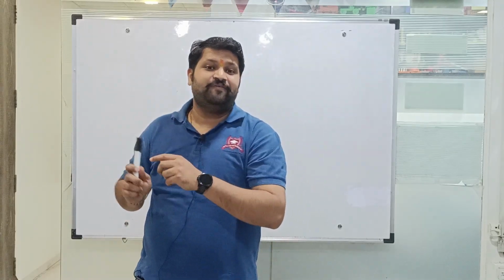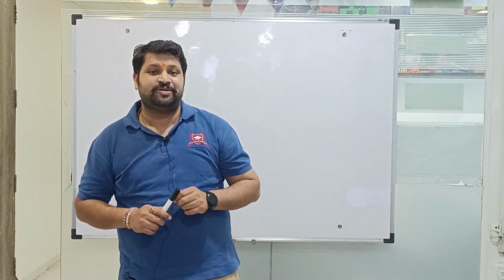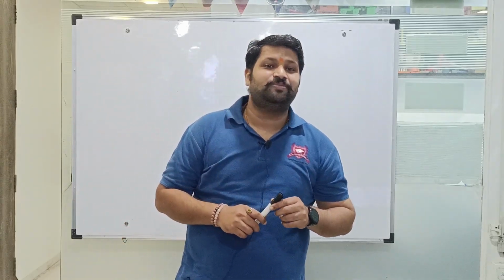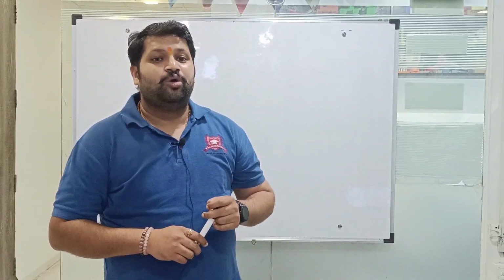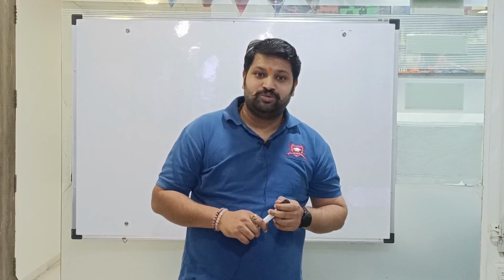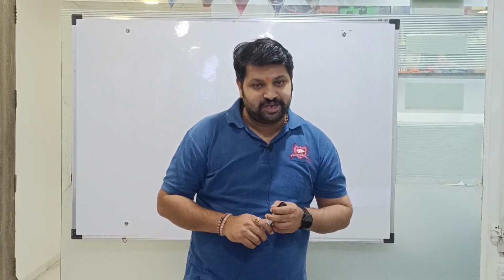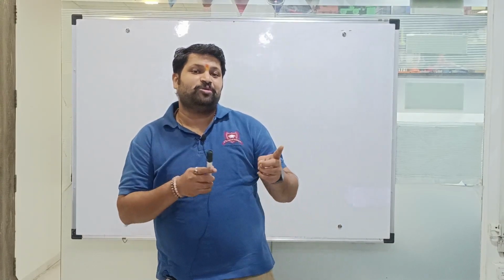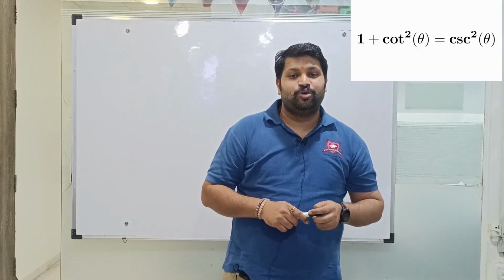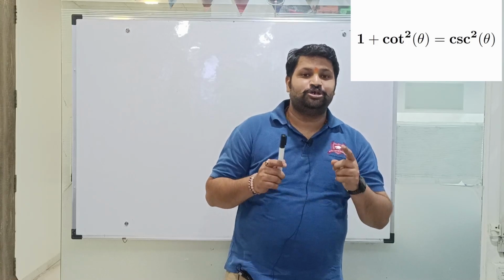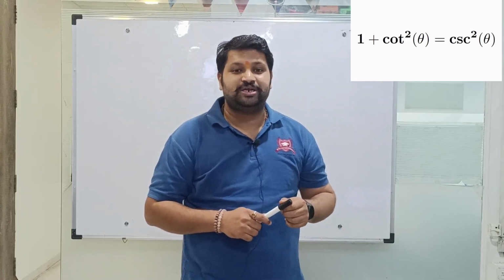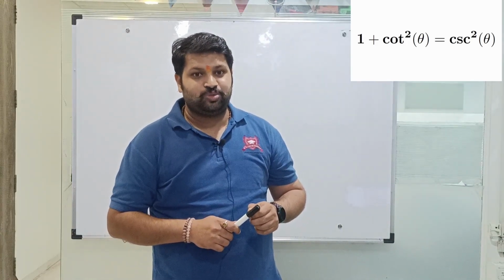Then we went with the first trigonometric identity, that is sine square theta plus cos square theta is equal to 1. Then we went ahead with the second identity, which is 1 plus tan square theta is equal to sec square theta. Today we are going to talk about the last identity that deals with cosec and cot, and the identity says 1 plus cot square theta is equal to cosec square theta.